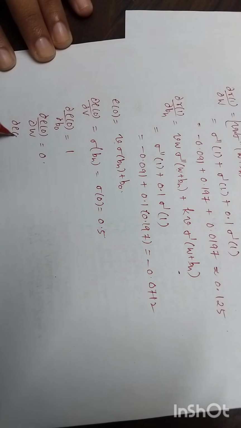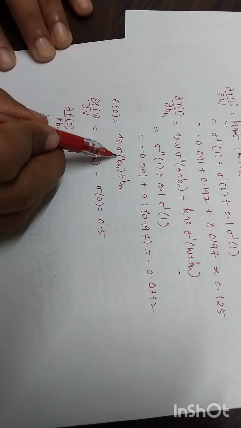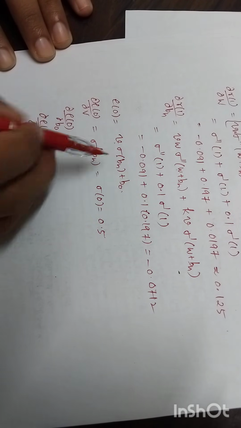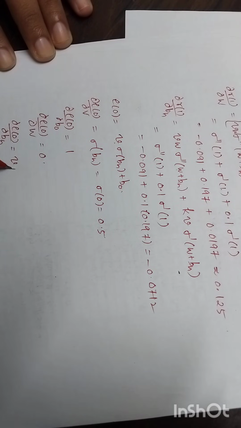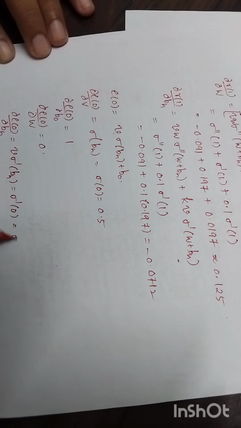Then ∂e0 by ∂BH. Now this is a function of BH, so if you take the derivative it would be V into sigma dash of BH, and the V value is 1 and the BH value is 0, so it would be sigma dash of 0, the derivative, which is sigma of 0 into 1 minus sigma of 0, which is 0.5 into 0.5, that is 0.25.